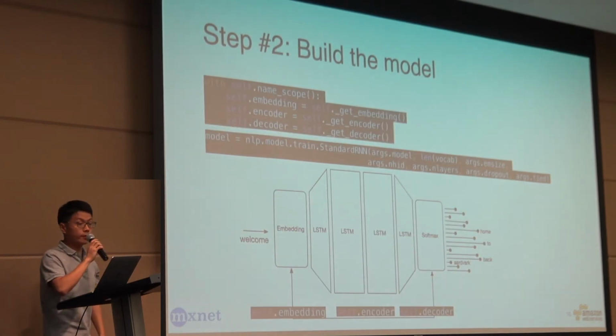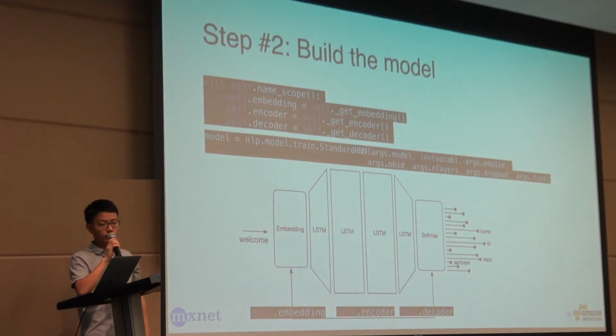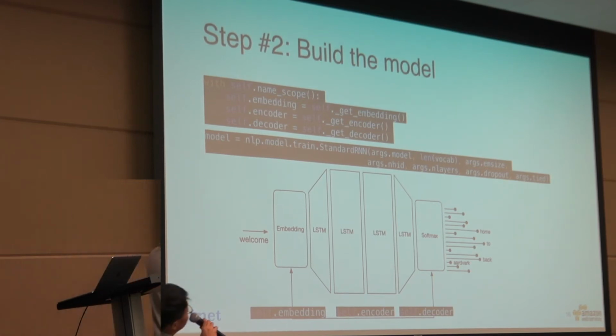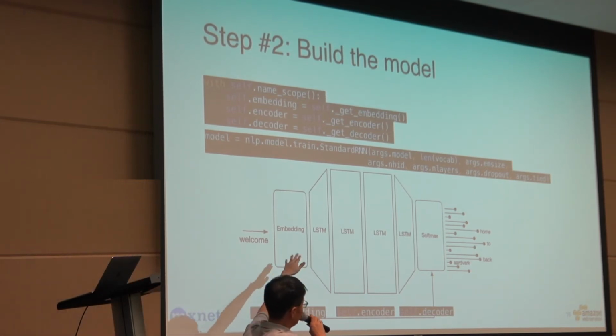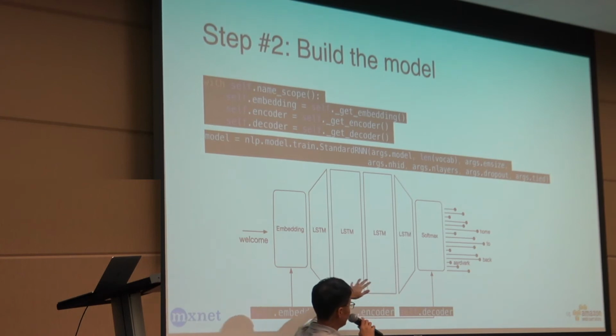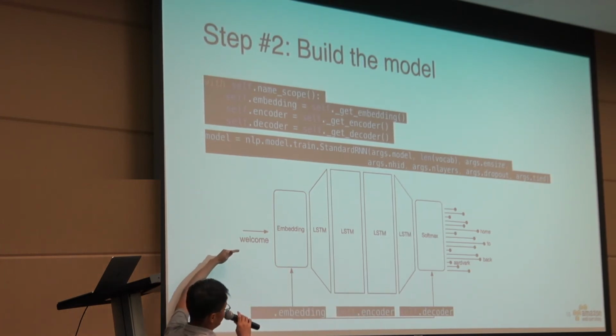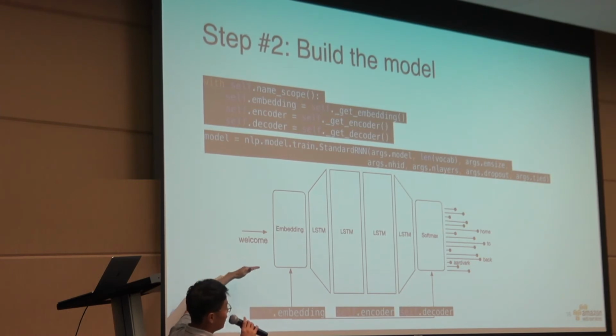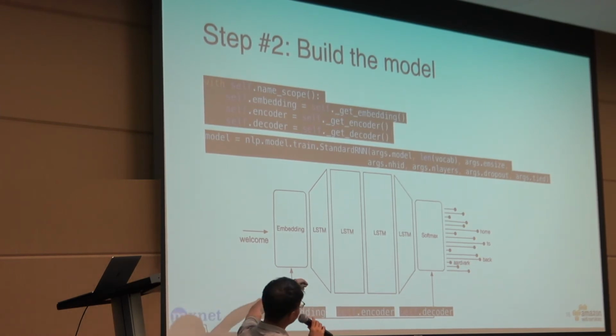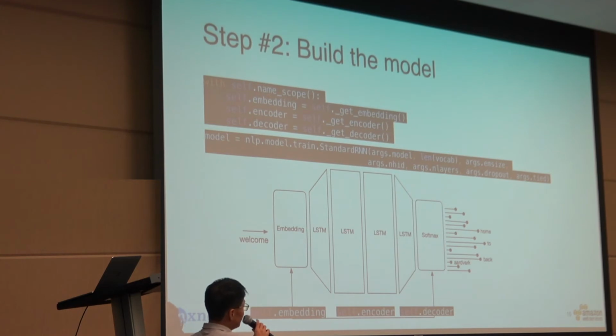Then the second step is about building the model. So for building the model, this is a general structure for a language model. What it does is, given a context, welcome, for example, I want to predict the next word. So what is the next word?